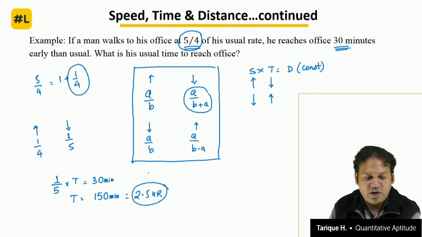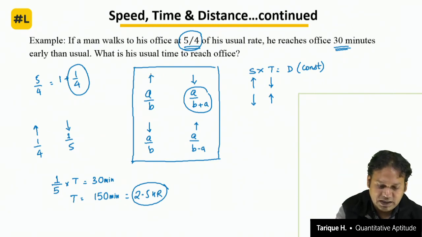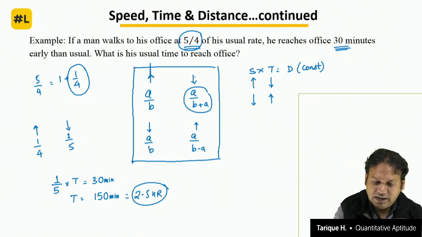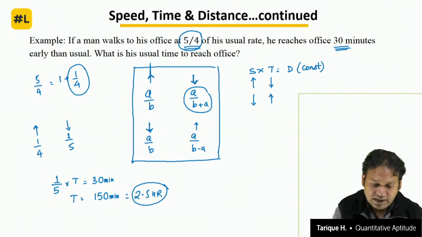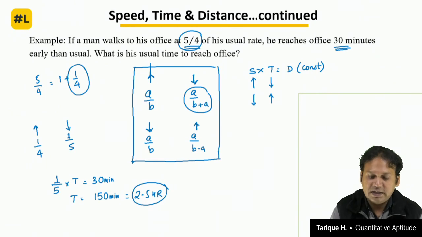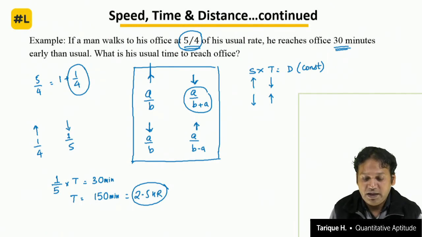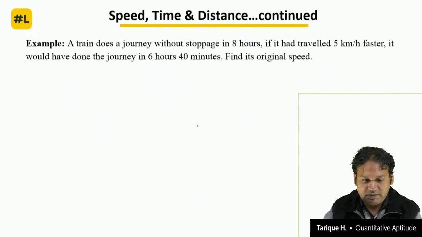That is the answer for this particular question, and the concept is that if speed is increasing, time will reduce, and if speed is reducing, time will increase, and this increase and decrease are related. If increase is a by b, decrease is a by (b plus a), and if decrease is a by b, increase is a by (b minus a). So see a similar question to this.